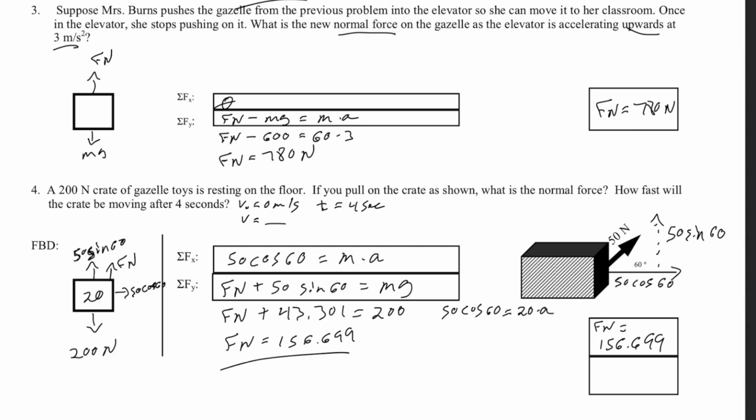Now that I have initial velocity at 0, final velocity is what I'm looking for, time is 4, acceleration calculated at 1.25 meters per second squared. I'm going to use the first kinematic equation. V is equal to V naught plus a times t. V naught is 0, so V is equal to basically a times t. A being 1.25, t being 4, and that gets me a final velocity of 5 meters per second.